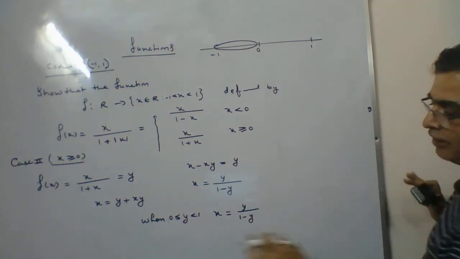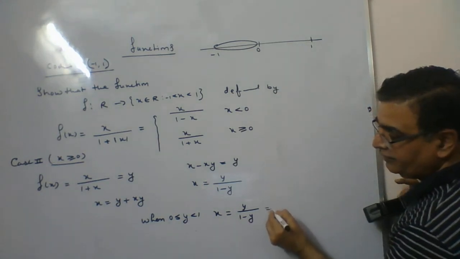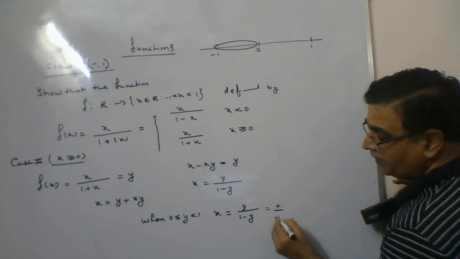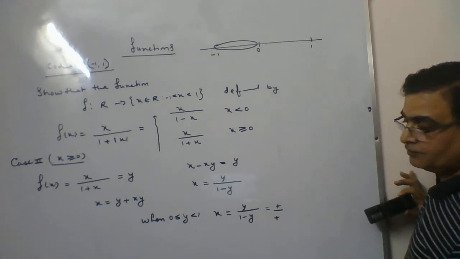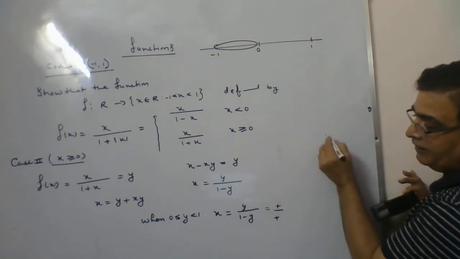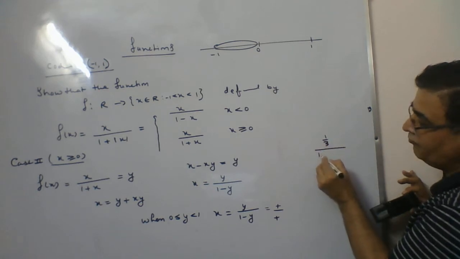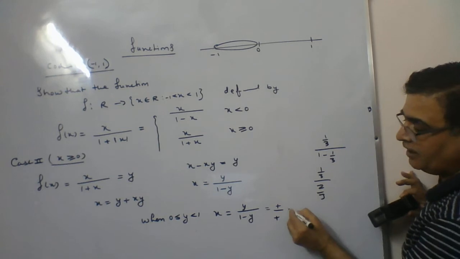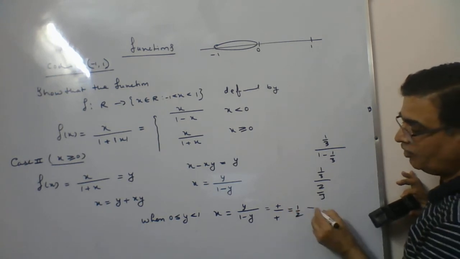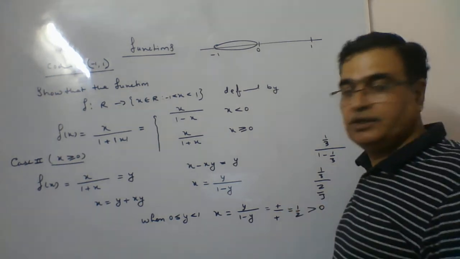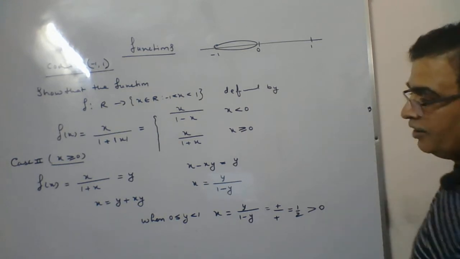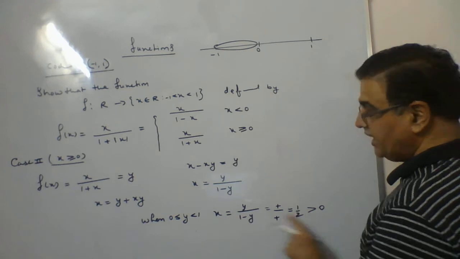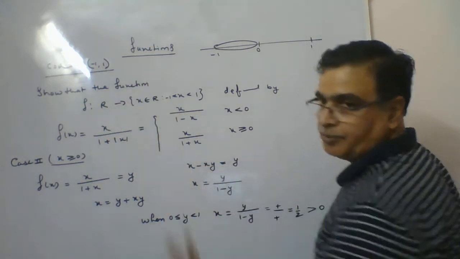When you solve it, y is between 0 and 1, the numerator come out to be plus. Denominator will be also plus. Right or no? For example, if I'll say 1/3, then it will be 1 minus 1/3. So 1/3 by 2/3 come out to be half. Yes, this quantity always come out to be a positive number. So what you will say in this case, when y is between 0 and 1, you have the pre-image as positive real number. That is not a problem.